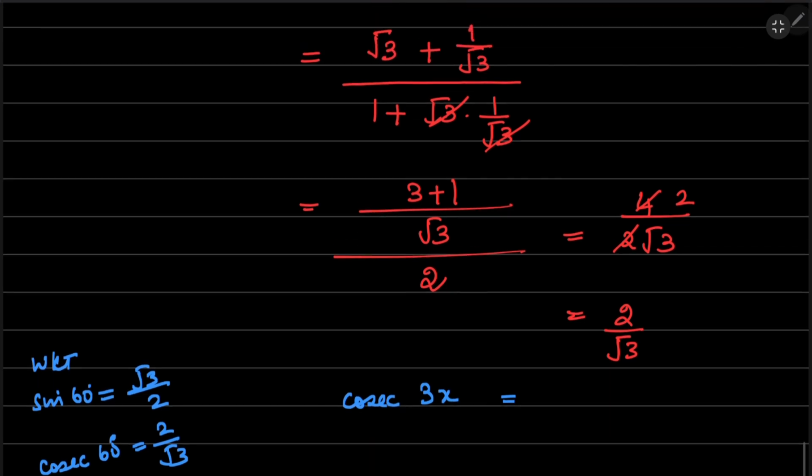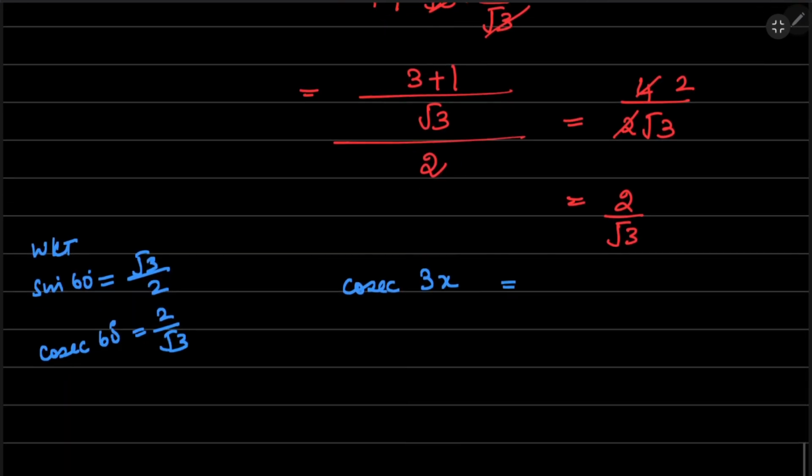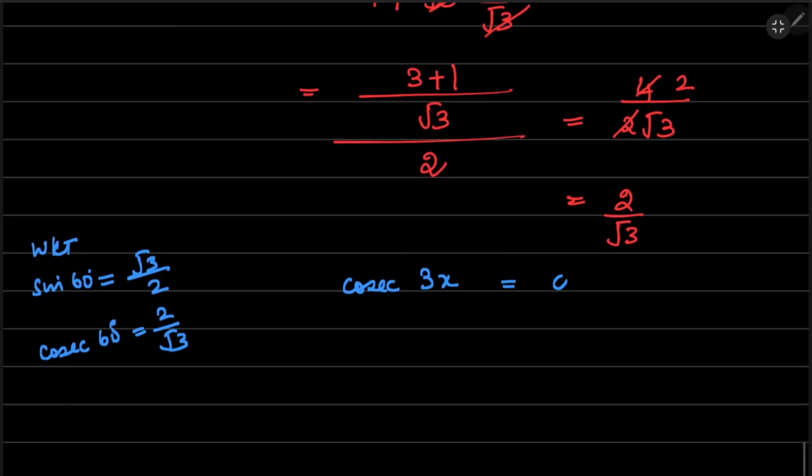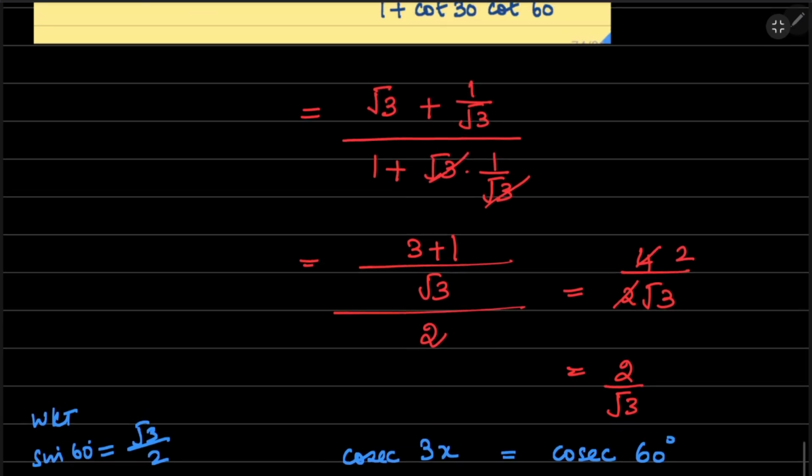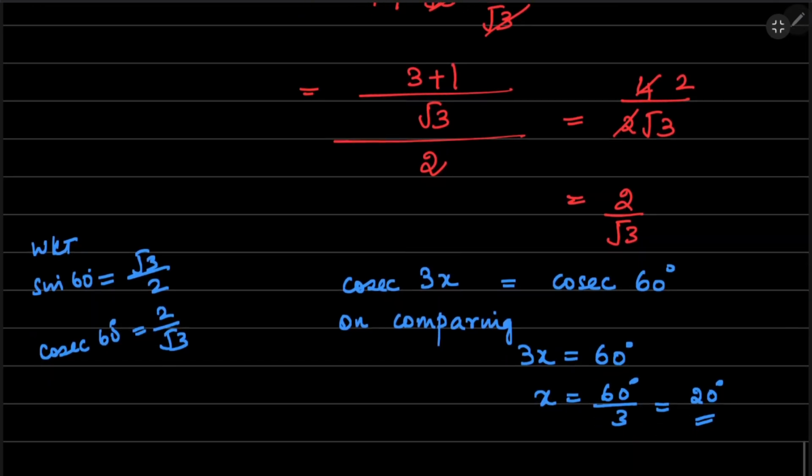3x. So we need an angle in terms of cosecant so that we can compare. Right? So cosecant of 60 degree. On comparing, what do you get? On comparing, we get 3x is equal to 60 and x is equal to 60 divided by 3, which is 20 degree.